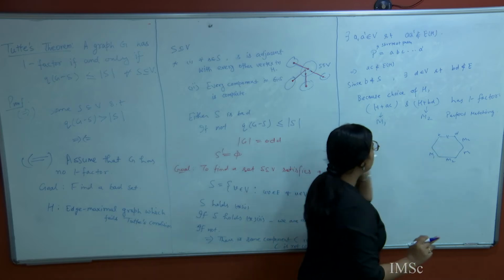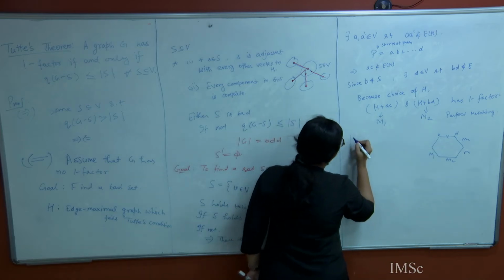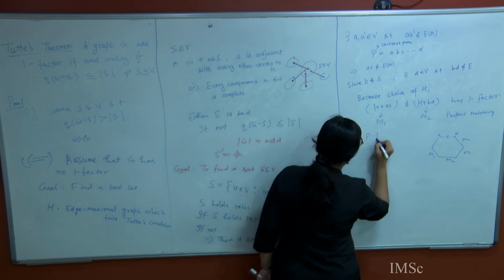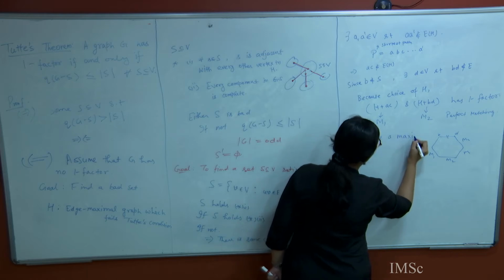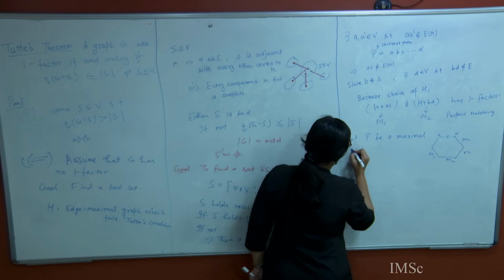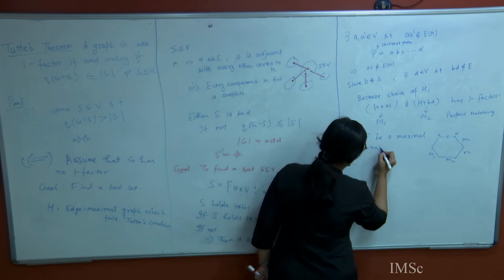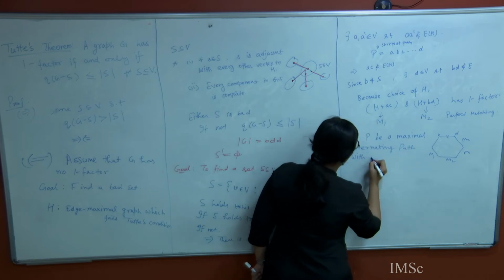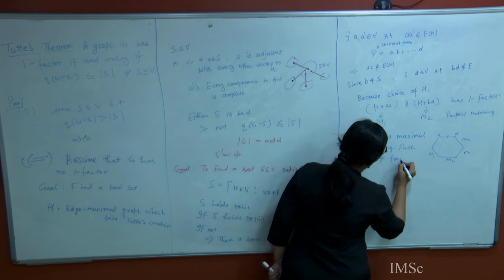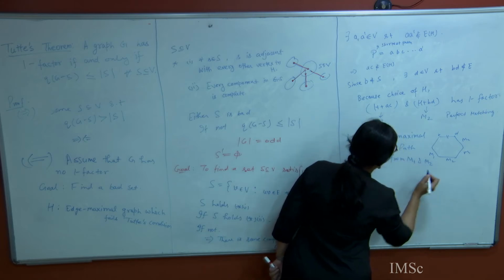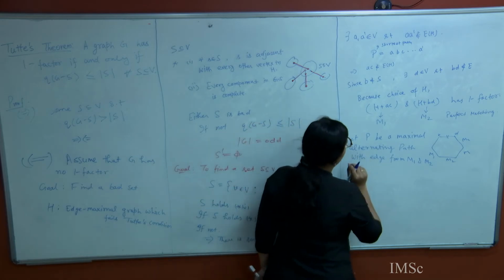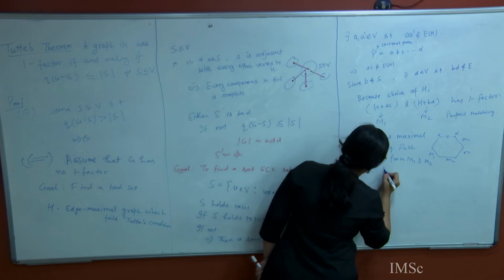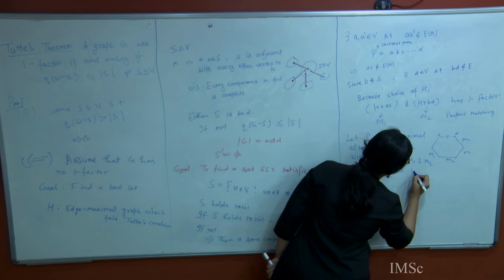Okay, so let us start with some maximal path. Let P be a maximal alternating path with edges from M1 and M2, and it starts with D. It starts with D, that is important.